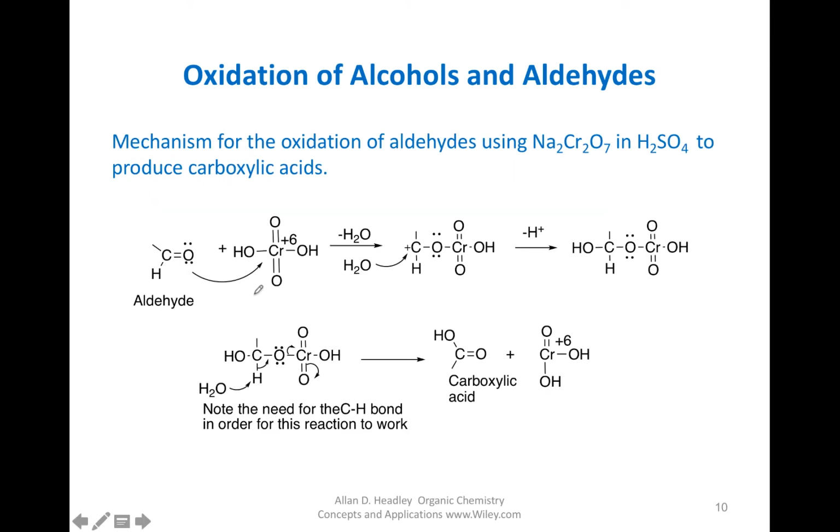Let's look at the mechanism for the dichromate. So here's chromium. As you can imagine, chromium bonded to electronegative oxygens here, so it's very electropositive. And here we have an aldehyde. Notice the hydrogen here. So these electrons, the nucleophilic electrons here, will attack the chromium to give this intermediate here.